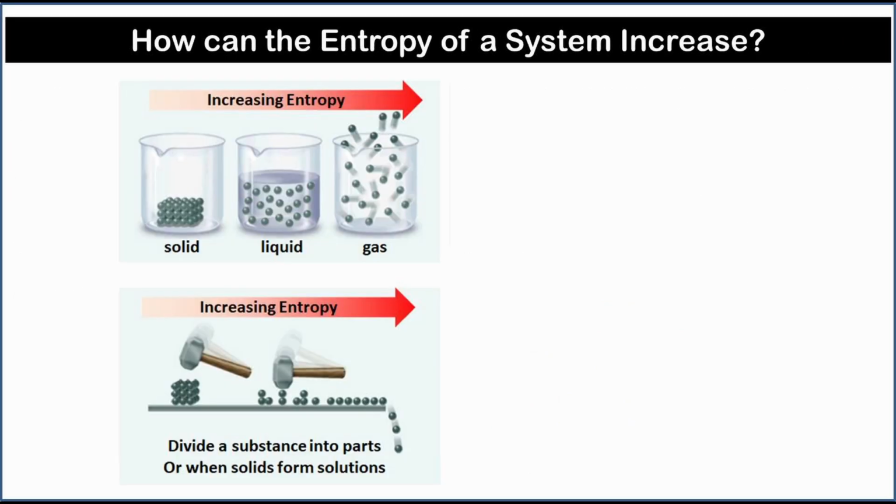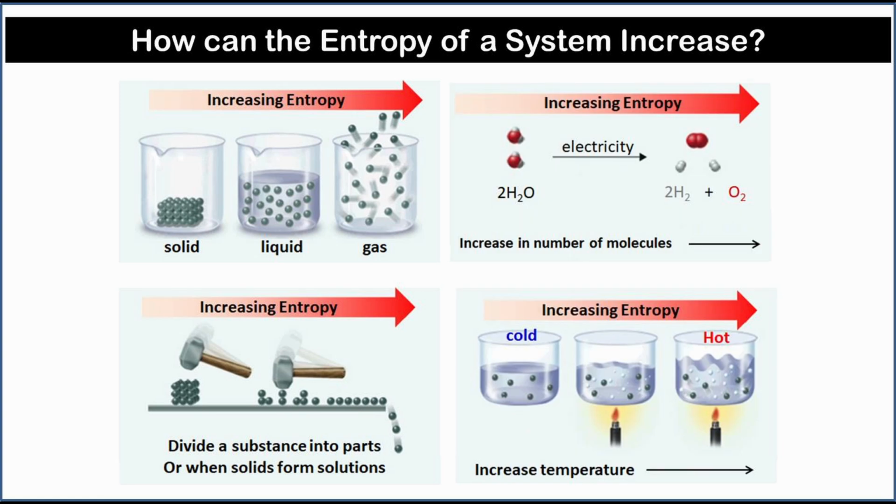Here are 4 ways to increase the entropy. 1. Phase changes. A gas has more entropy than a liquid or a solid. A solid has less entropy than a liquid. 2. Divide a substance into parts, like when a hammer breaks an object into pieces. Entropy also increases when solids form solutions. 3. Entropy tends to increase in chemical reactions when the total number of product molecules is greater than the total number of reactant molecules. 4. As the temperature increases, particles gain energy and are able to move faster, which leads to more disorder.